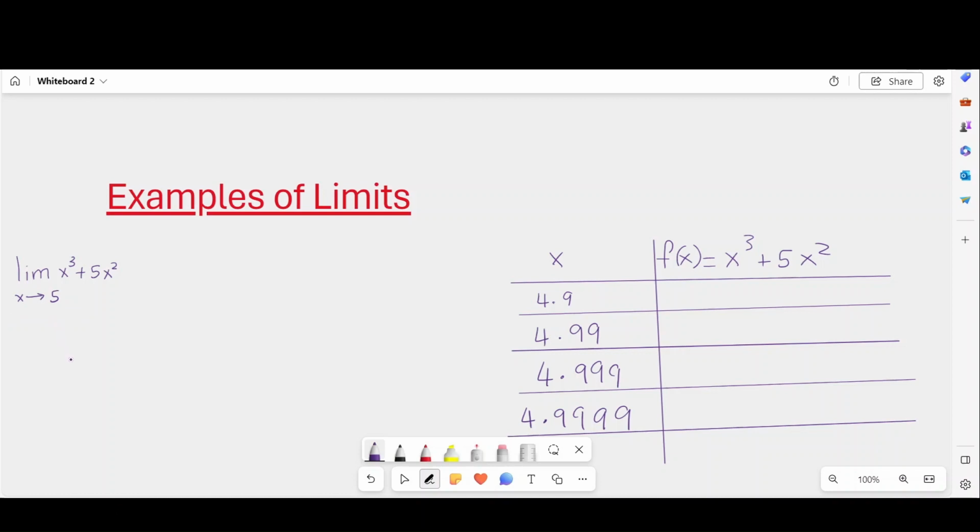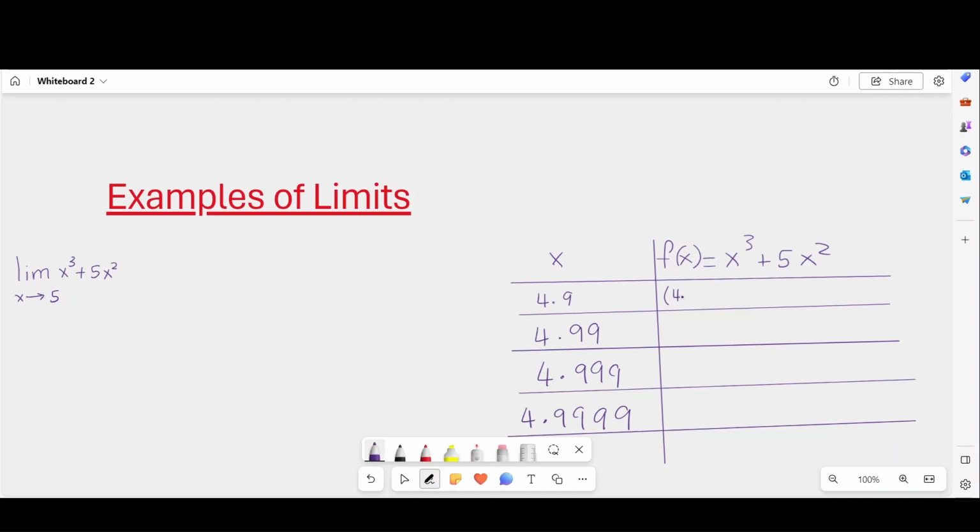I will show you how to calculate the left-hand side and right-hand side limits that we discussed in the first video. Let's calculate the limit of x cubed plus 5x squared as x tends to 5 from the left-hand side using a table. I have pre-selected values from the left-hand side of 5, which is written in the table. It is handy to have a scientific calculator as we will be working with decimals. I will show you how to calculate the function value of 4.9.